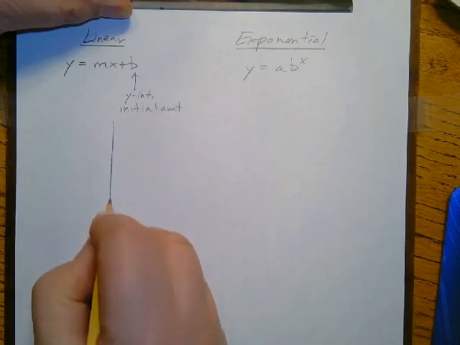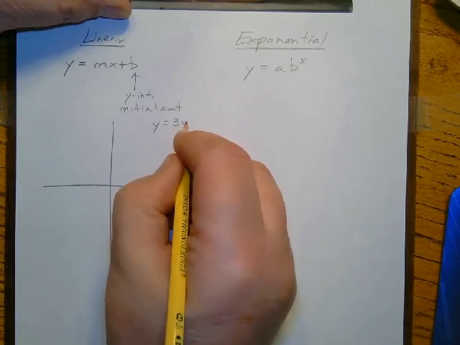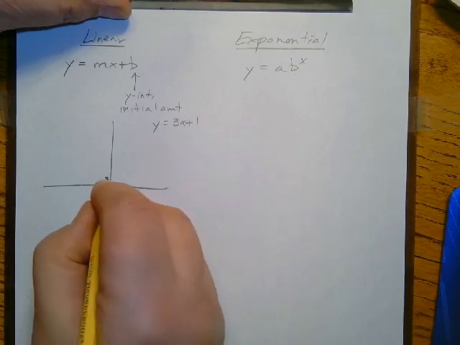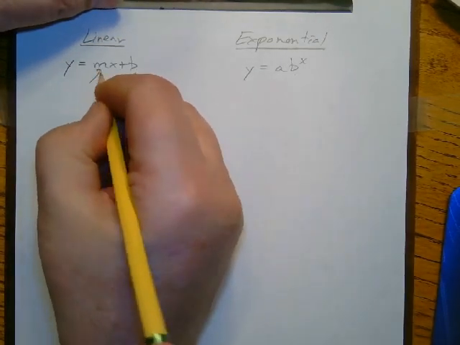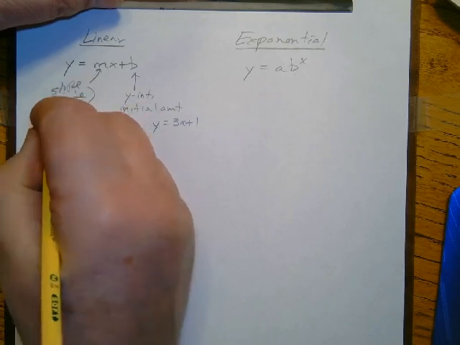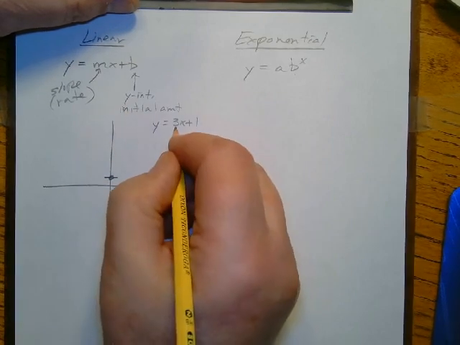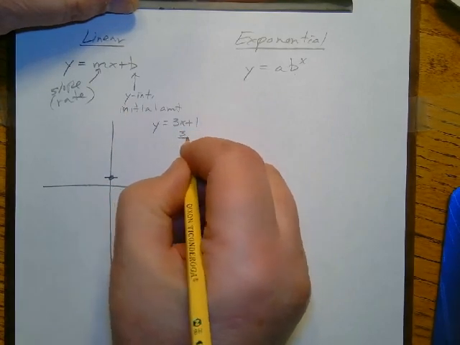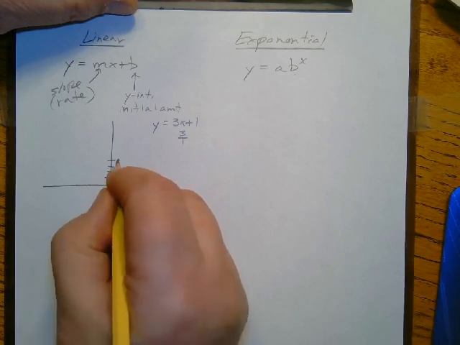B over here stands for the y-intercept, also known as the initial amount. So if we were to graph this, let's say we have an equation y equals 3x plus 1. The initial amount is 1. Okay, and m is that thing called the slope, also known as the rate. So there's a rate in here too, but the rate's different. Let's say that the slope here is 3.